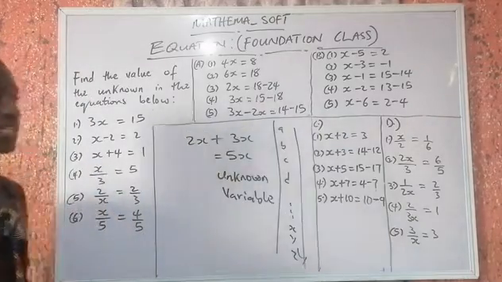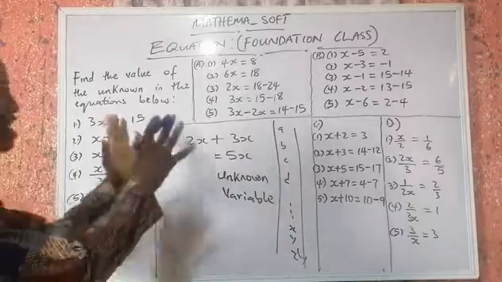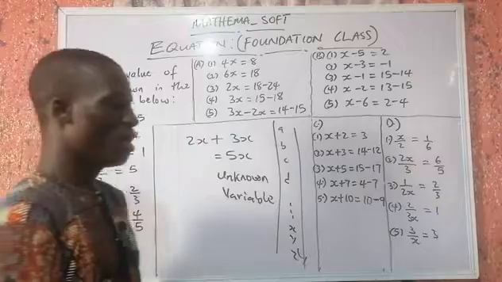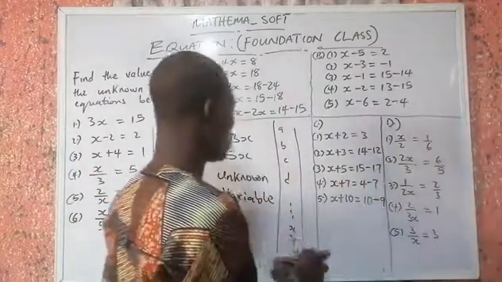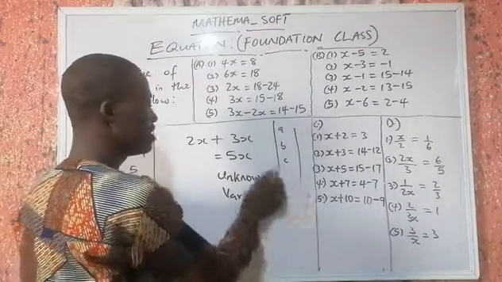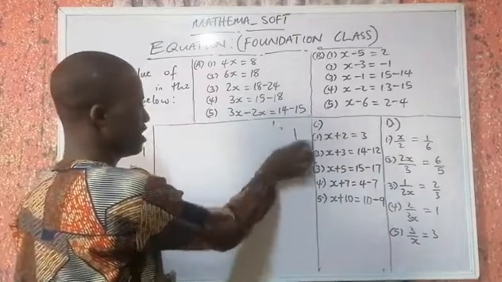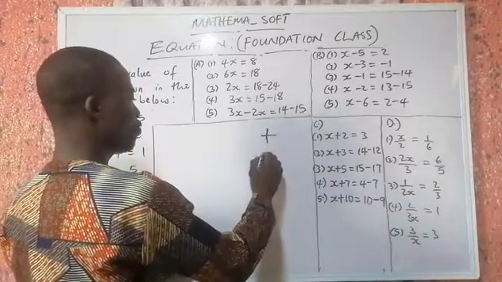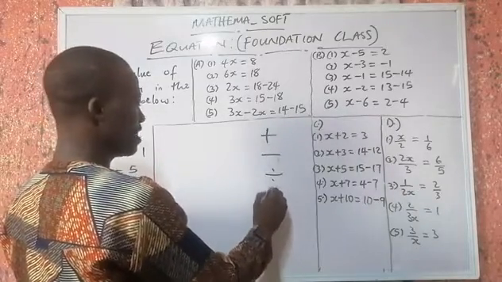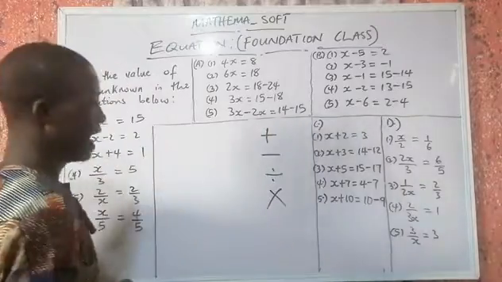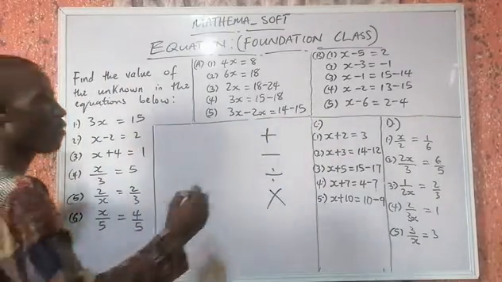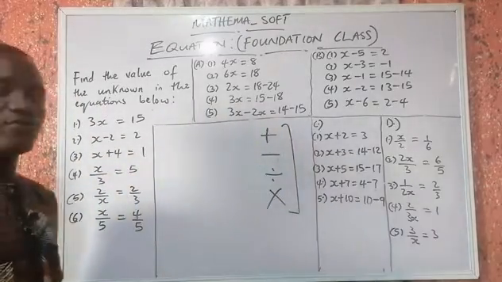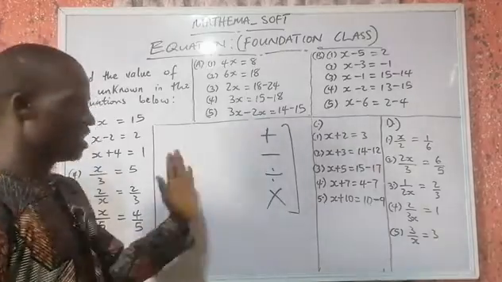So in today's class, we want to look at various equations and how you can go about solving them. The tools that you use in solving your equations are simply the arithmetic signs that we have. Either we are adding, we are subtracting, we are dividing, or we are multiplying. So these 4 signs that you have are very important if you must solve any equations.